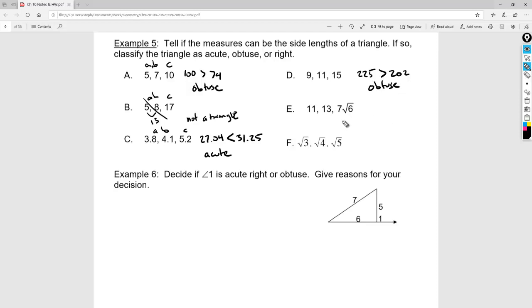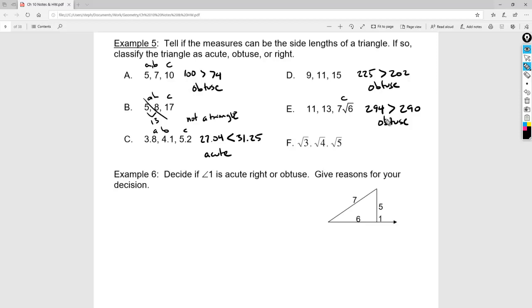Okay, next one, 7 root 6, this is around 19, so this is going to be my c value, and 11 and 13 will be my a and b. So if I square everything, what I'm doing is comparing, this is 49 times 6, you could think about it that way. So this will be 294, okay? And then my a squared plus b squared is going to be 290, so very close, but my c squared is larger, so this will again be obtuse.